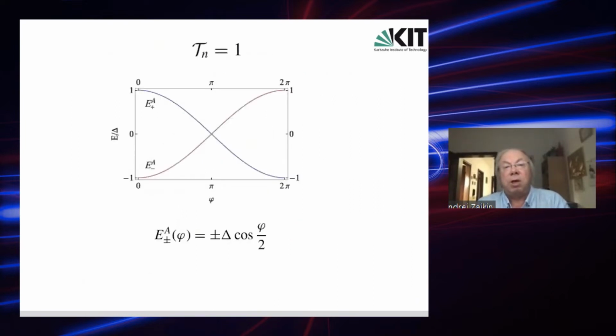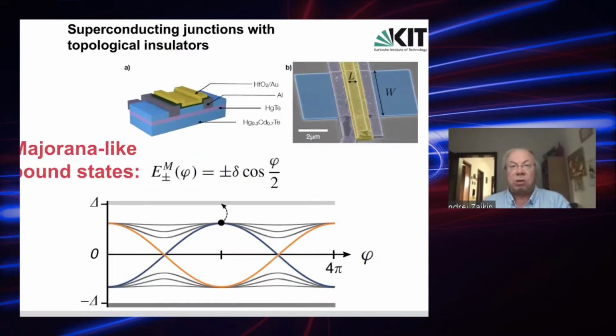Now, the situation becomes particularly simple provided you have full transmissions, that is, transmissions of all conducting channels equal to 1. So you have fully open channels. Then the energy of these levels looks like this as a function of the phase, and they are defined by this particularly simple formula, which you see here. Okay, so far so good.